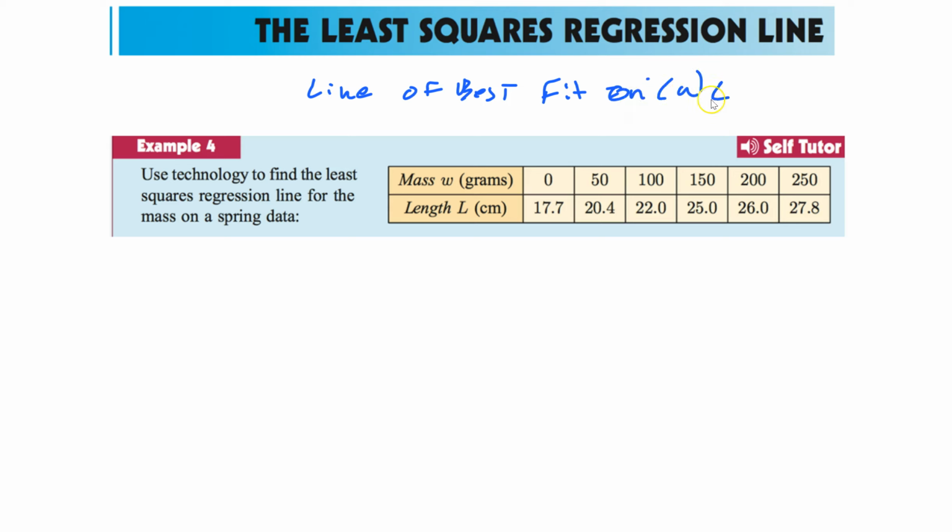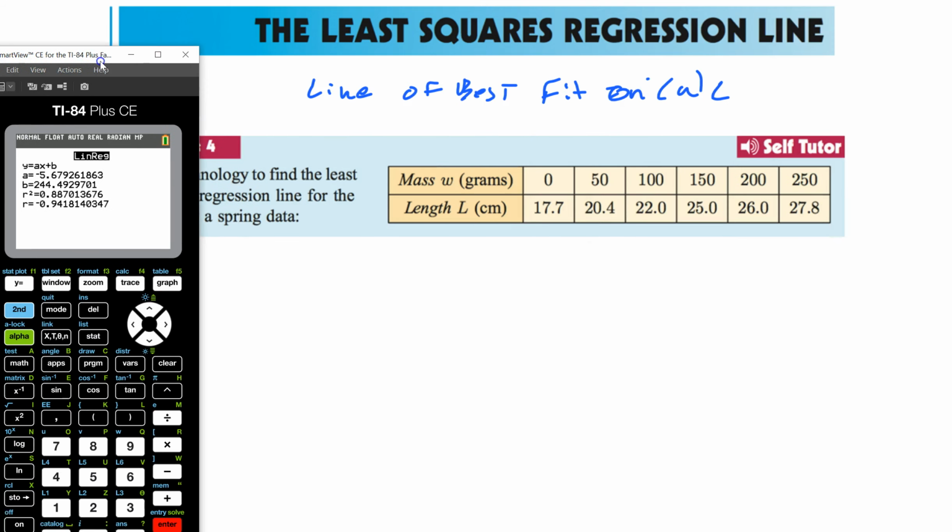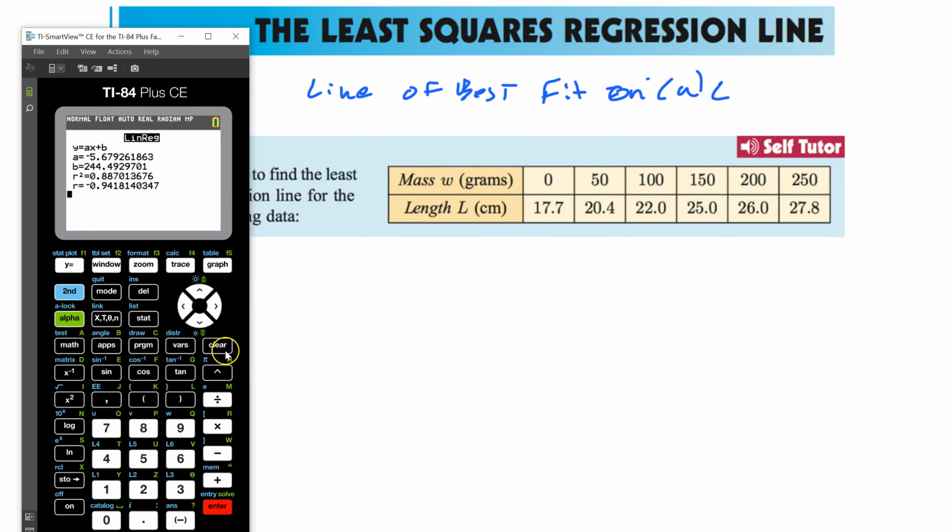So let's talk about how to do that on the calculator. You've got to bring out your calculator. Here's mine. It's actually very similar to the thing we just did. It's that again, just now with this information. So we're going to go to stat, edit, our favorite thing to do apparently. We're going to clear out our data. Type in the new data: 150, 200, 250, and so on; 17.7, 20.4, 22.0, 25.0, 26, 27.8. So you have all your data in there, and it's just like finding the r.